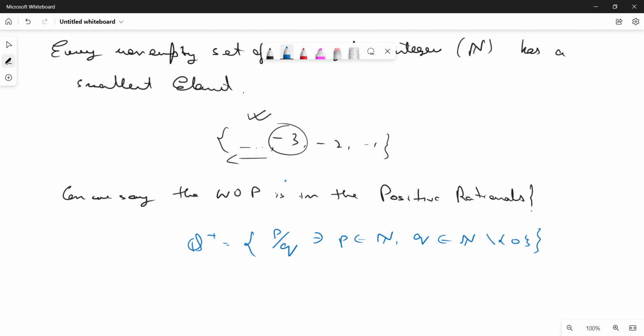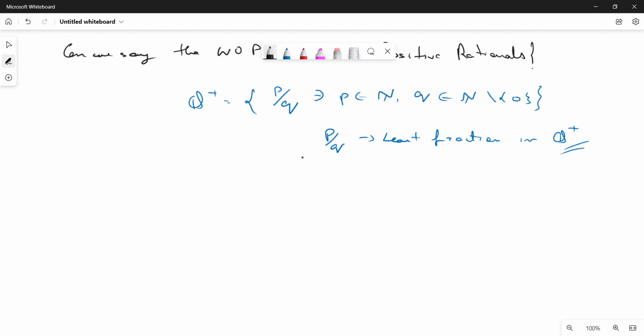right? Since the well ordering principle is obeyed in natural numbers, we can always take a least element P and a least element Q. So if we take the least element P and the least element Q, then the fraction P over Q automatically becomes the least fraction in Q plus. Okay, so is it understood?